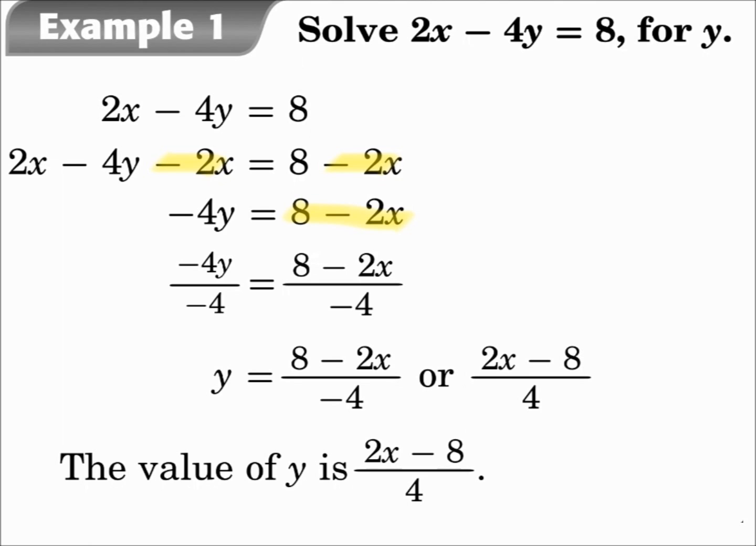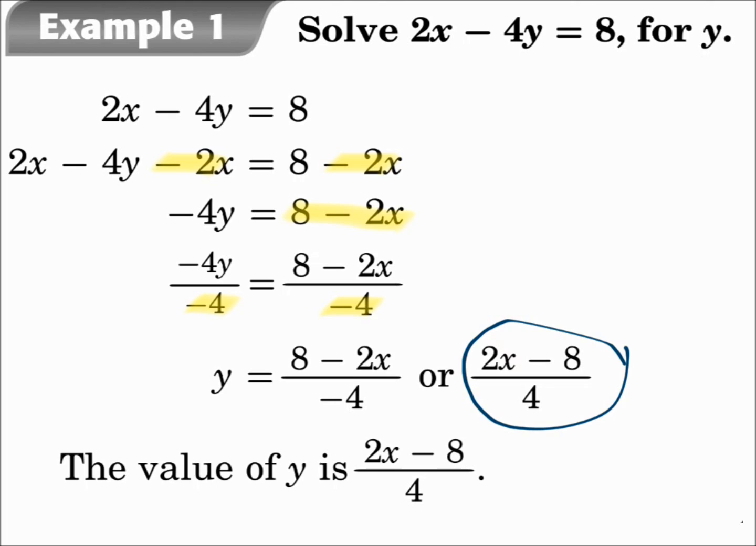Now what's over there with the y? A negative 4. It's negative 4 times y, so do the opposite and divide both sides by negative 4. So you can leave your answer like that. y equals 8 minus 2x over negative 4.